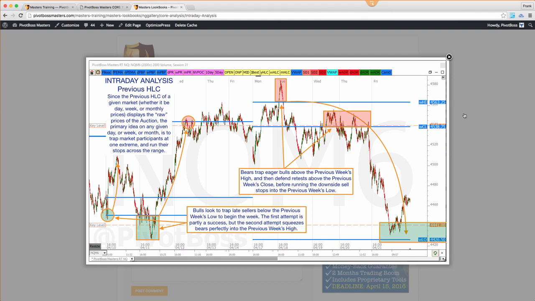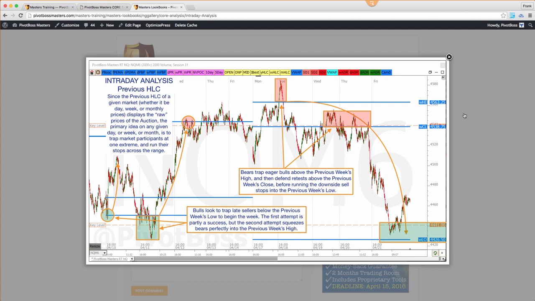So intraday analysis also talks about the previous high-low close, which we really haven't talked about that much in this particular training here, because we have a great course called Professional Price Levels at the archived Core Masters dashboard there. So that has a whole lot of great training with regards to the previous high-low close. What I wanted to make mention of, at least from this perspective in this snap chart here, is that the previous high-low close of a market gives you those raw prices of the auction, right? That's all it is. Previous high-low close. Those are the raw prices of the auction that the market is trading at that particular time.